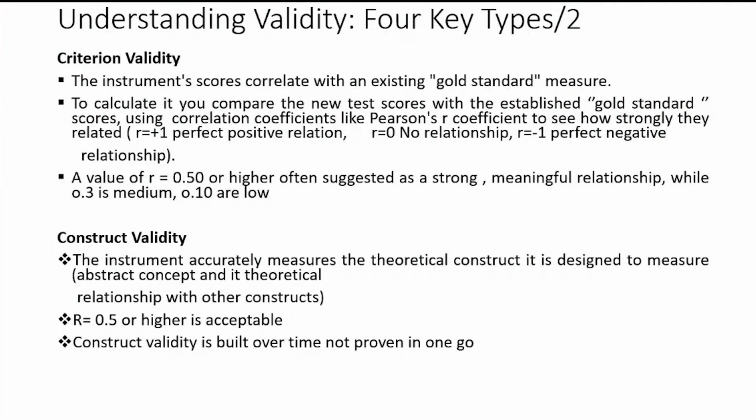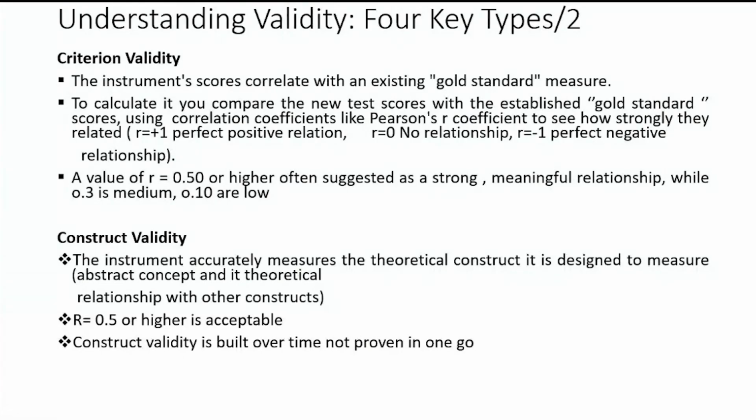Now, mind you, an R value of 0.5 or higher is often suggested as strong. So if you're doing criterion validity and you achieve an R value that is 0.50 or higher than that, then by virtue of criterion validity, your instrument has a very good and strong criterion validity. Okay, so that's a meaningful relationship. While if you have 0.3, you say that the relationship is medium, and if it's 0.1, then it is very low.